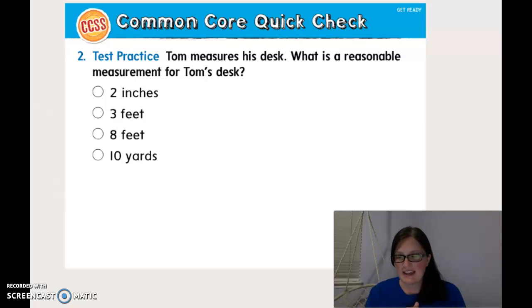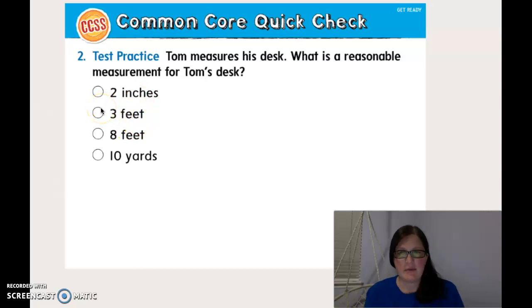Tom measures his desk. So think about a desk at school. What is a reasonable measurement for Tom's desk? Would it make sense that Tom's desk would only be 2 inches? That could be either 2 inches high, 2 inches, my friends. Does that make sense? Probably not. We're thinking a desk here.